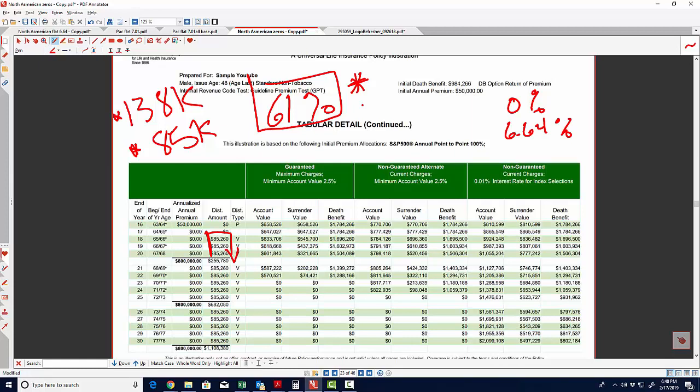Because what I'm going to show you next is a policy that is not structured the right way. And we're going to do the exact same thing and see what percentage of our initial income we can get if we have a policy that's structured the wrong way. So let's take a look at that.